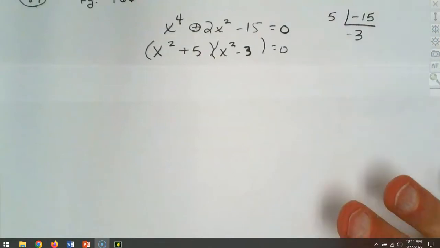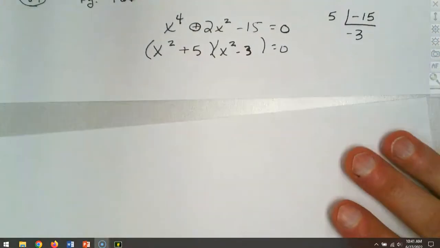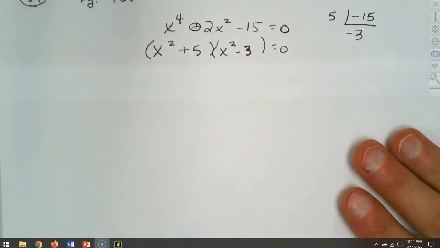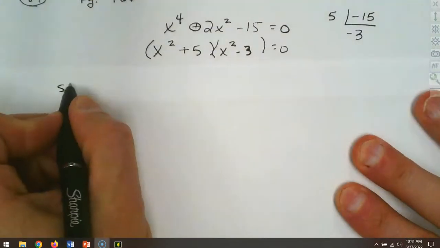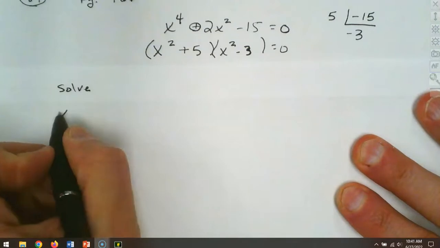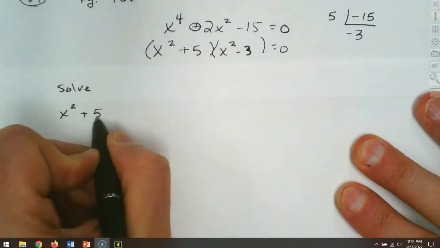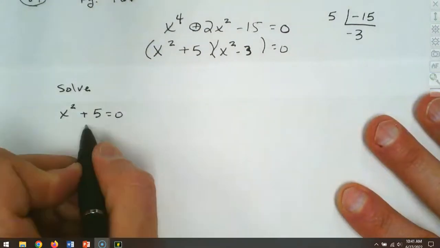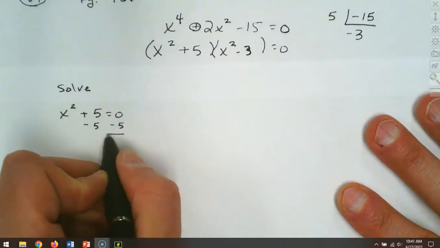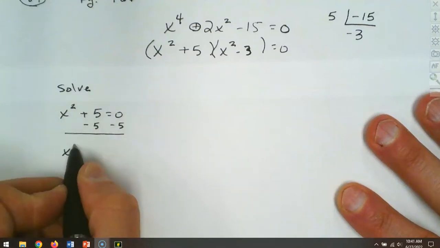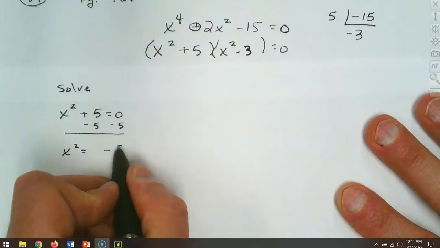Next, we're going to solve each of these. So we're going to go ahead and solve each one of these. We're going to begin by solving x squared plus 5 equals 0. So move that 5 over. So x squared equals a negative 5.